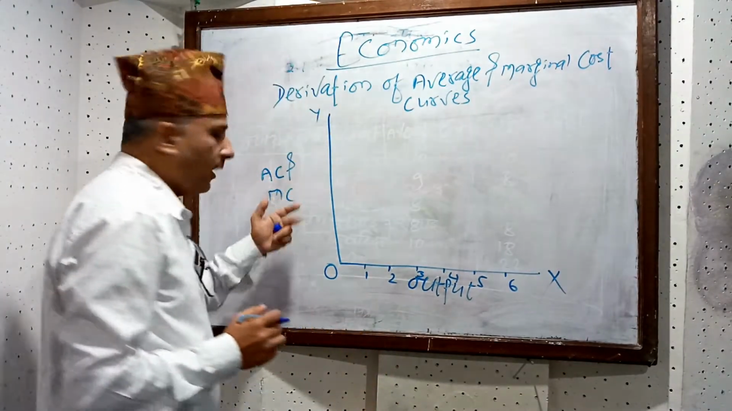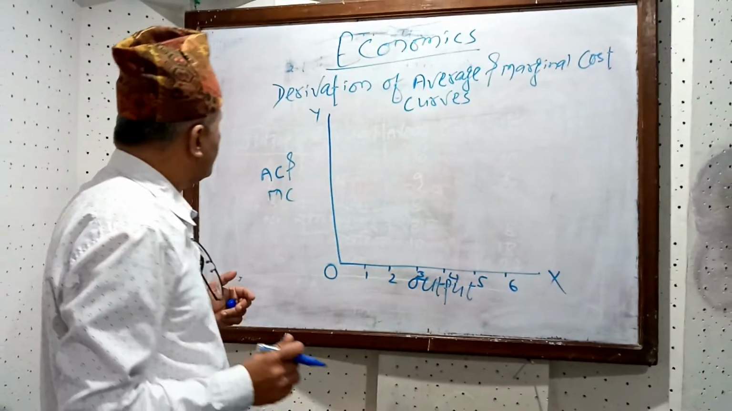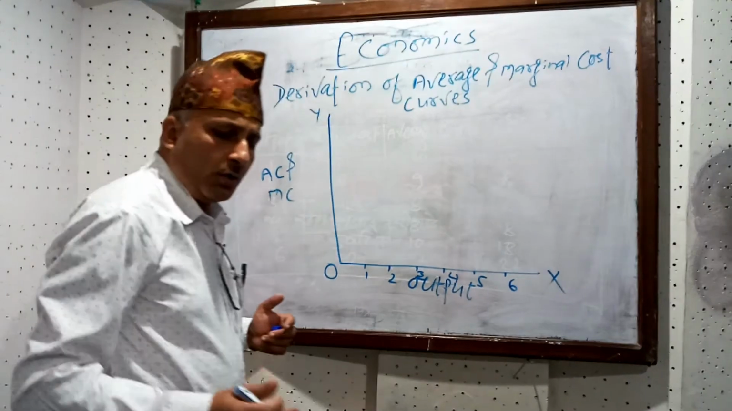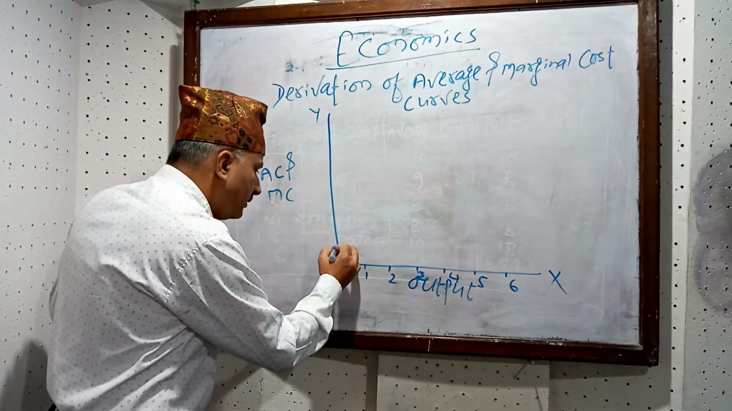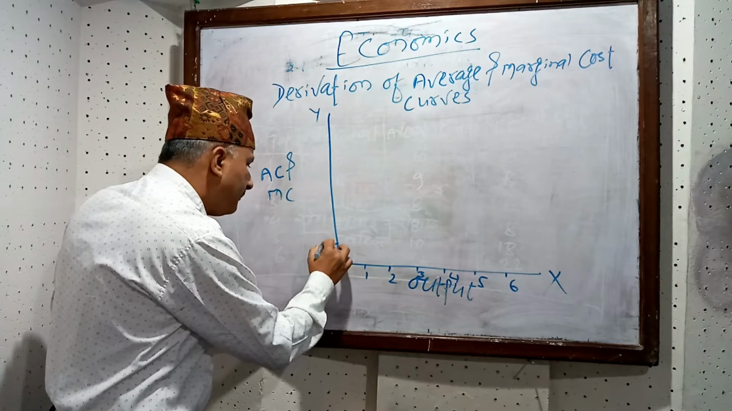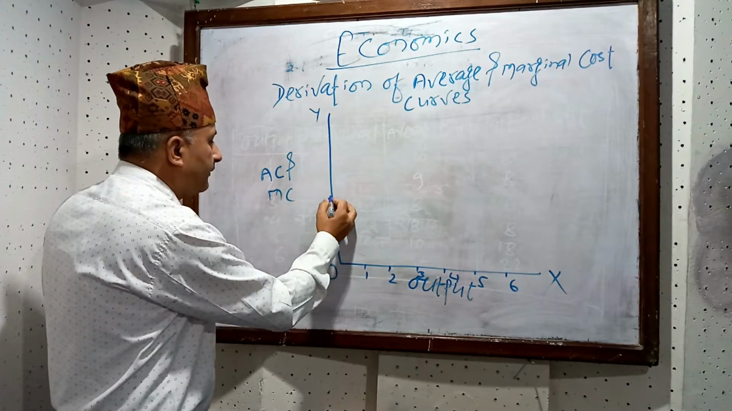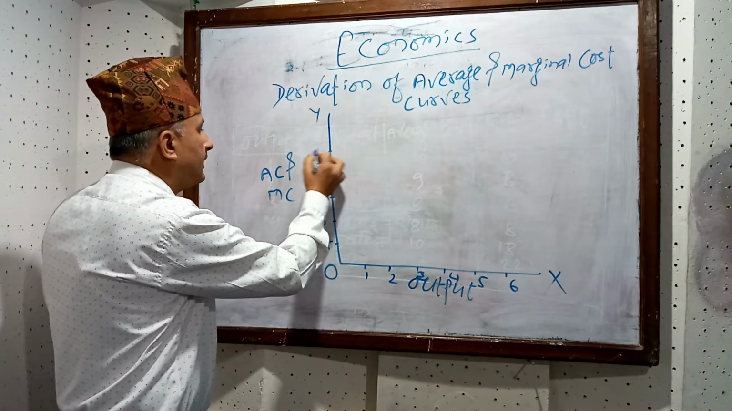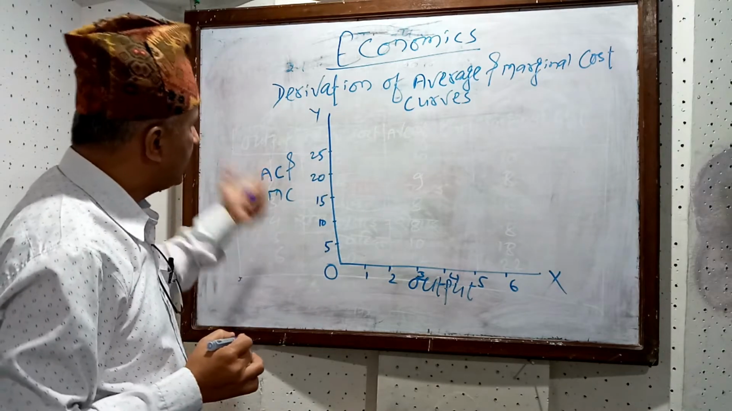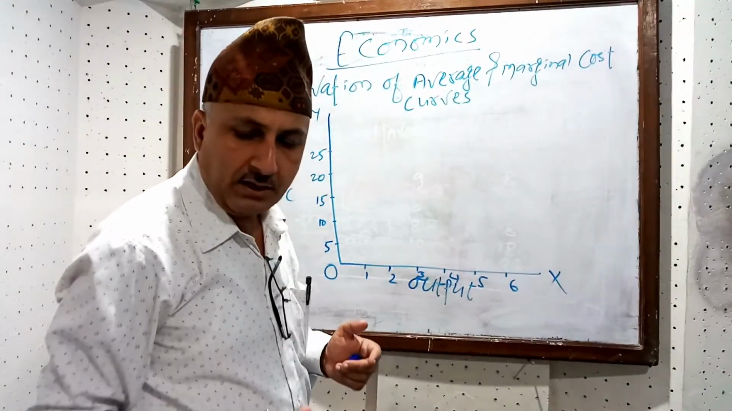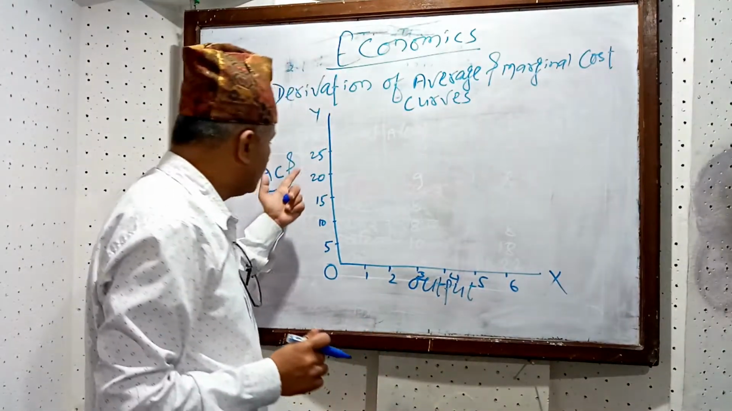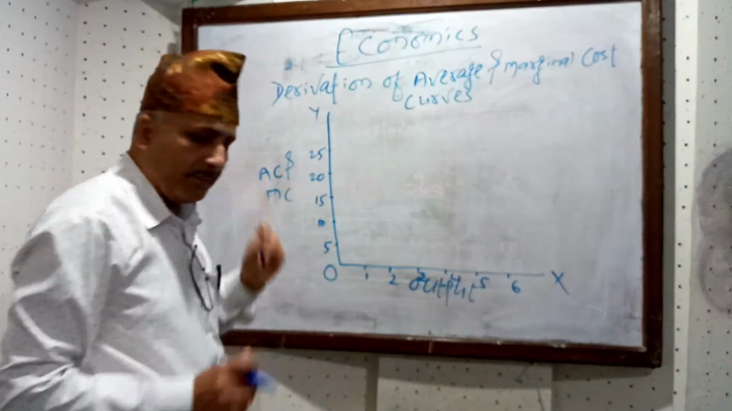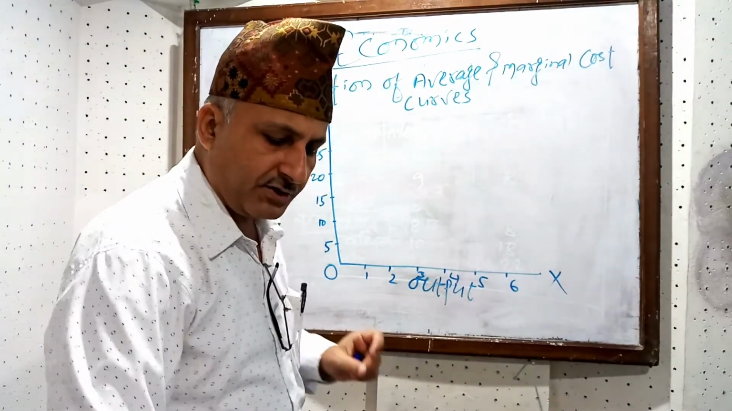And similarly, let's divide the OY axis, the vertical axis, from the origin: 5, then 10, then 15, then 20, then 25, because the highest value we have got is 22. The highest value of marginal cost is 22. That's why we have drawn up to 25. Now let's draw the average cost curve first.